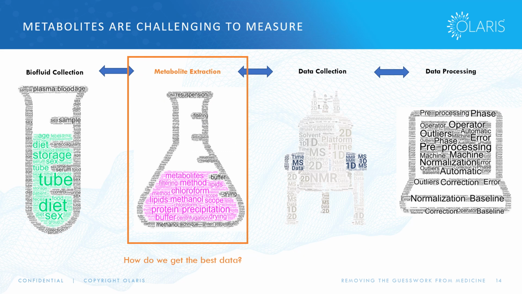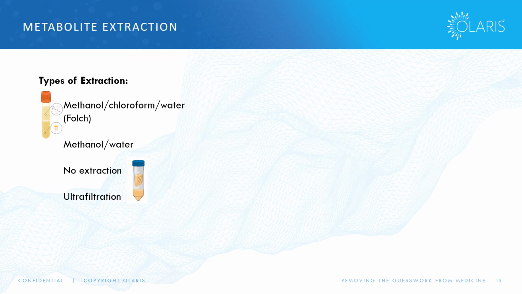Then we can go to metabolite extraction. So how do we get the best data from this part of sample prep? Metabolite extraction is different in different labs, so you can choose to do no extraction. Some people do ultrafiltration. In our case, we do methanol chloroform extraction, the Folch method.